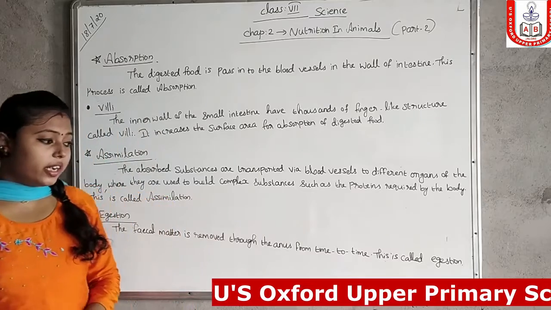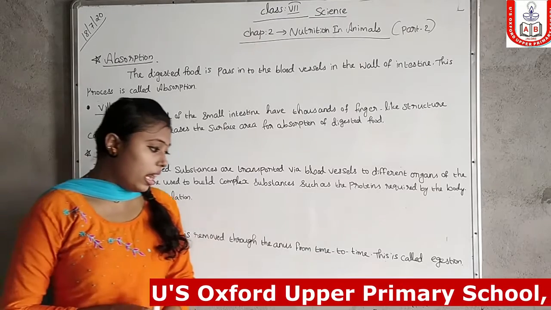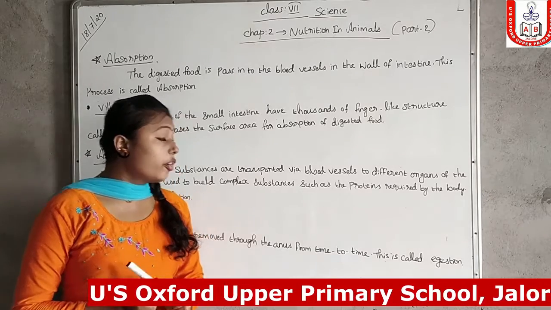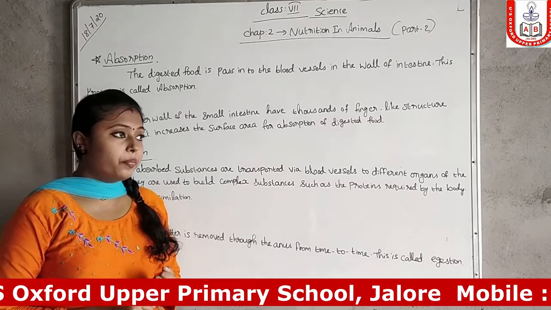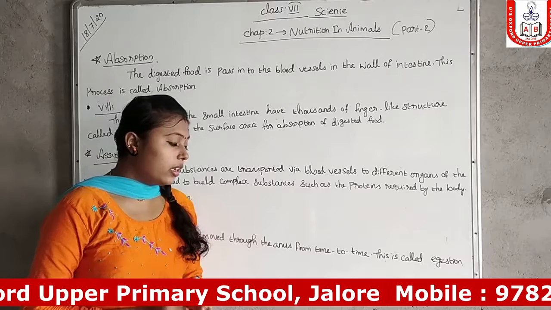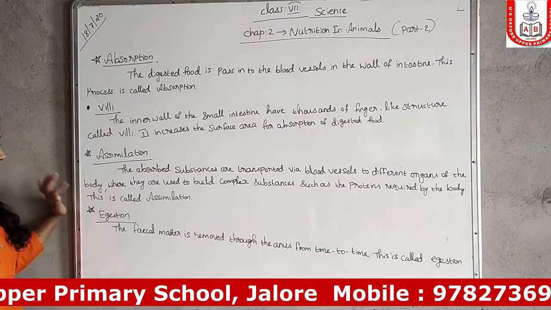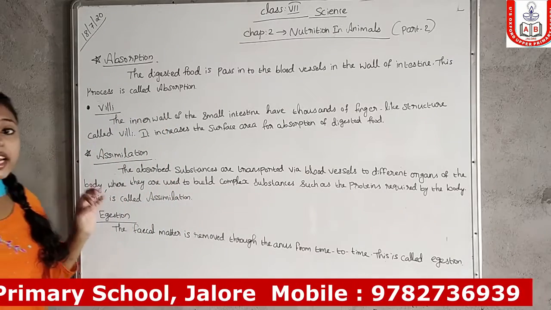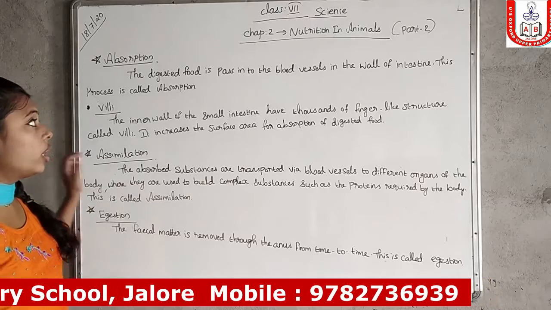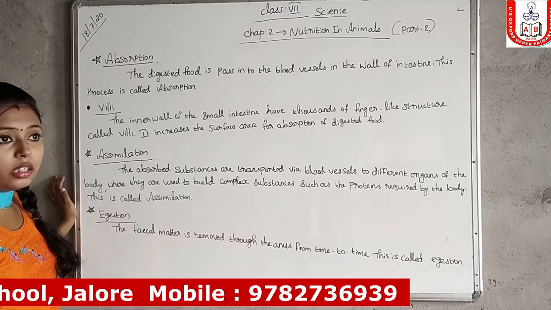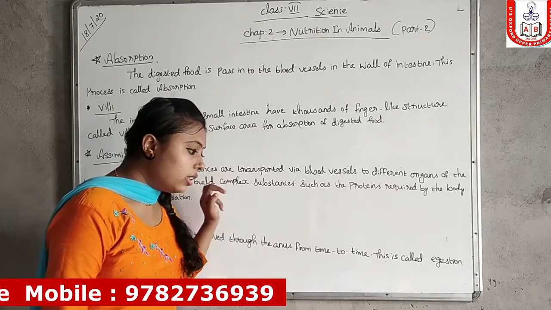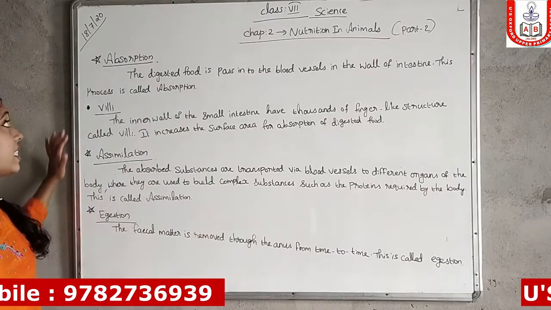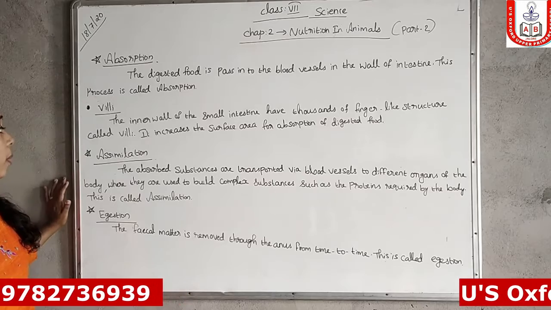Yesterday we studied nutrition in animals and the main steps of nutrition in humans: ingestion, digestion, absorption, assimilation and egestion. Yesterday we only discussed ingestion and digestion. Today is the continuation of these processes.